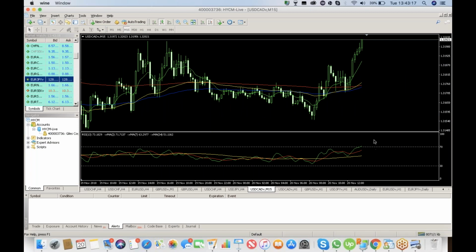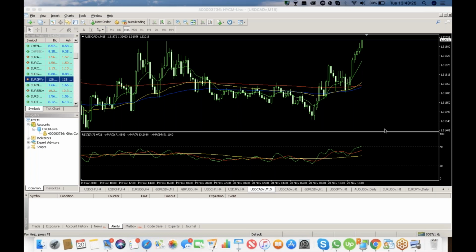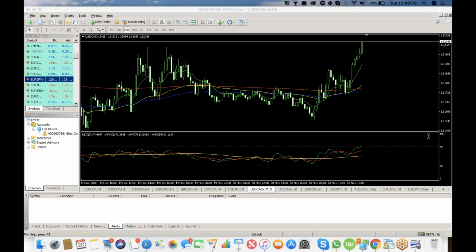See that CL reading there, that is US crude oil. So it's 56.18, down 1.78%. When I say oil, I'm referring to CL. That's US crude. And you can see the US dollar Canadian is really increasing now, and that's going to be the oil.